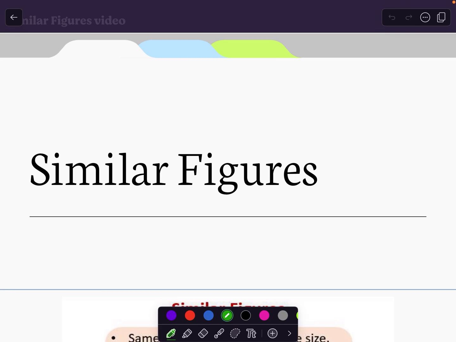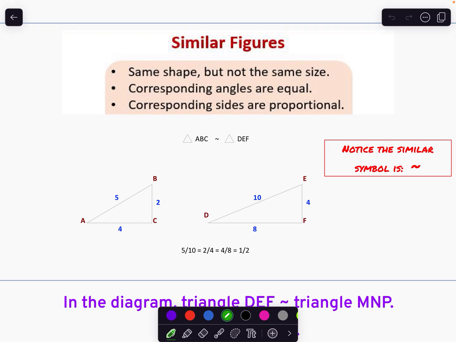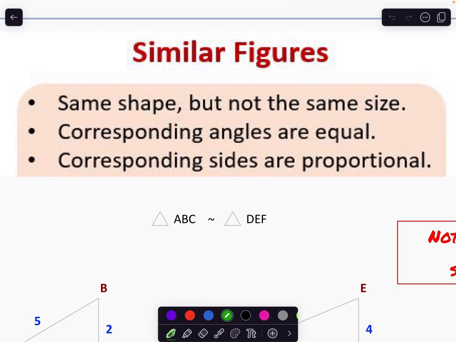Hey everybody, today we're checking out similar figures. Okay, so similar figures, a couple attributes about them here. First thing, the figures are going to be the same shape. Like you might have two triangles or two rectangles or two trapezoids or whatever. So they're the same shape, but they're not the same size, right? They're similar. So they look the same, but one will be bigger than the other one.